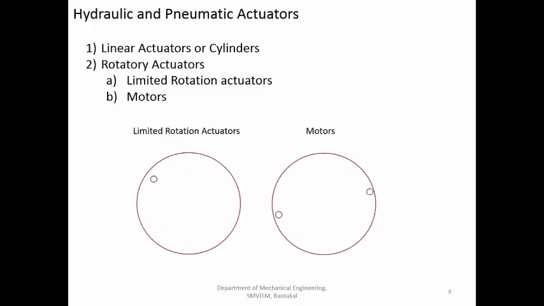The next one is the limited rotation actuator. A limited rotation actuator is nothing but a curved cylinder. You can consider it as a curved cylinder wherein you get rotation for a certain angle. Beyond that, it has to move in the opposite direction. For example, you have a rotary actuator with limited rotation. Once you start supplying the fluid, it will start to rotate. From 0 degrees, it rotates up to 90 degrees. Beyond that, it may not be possible.